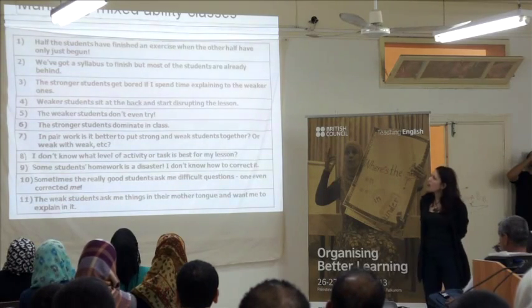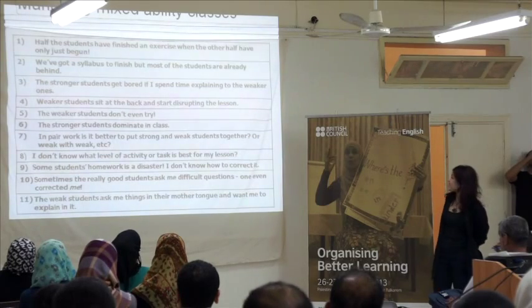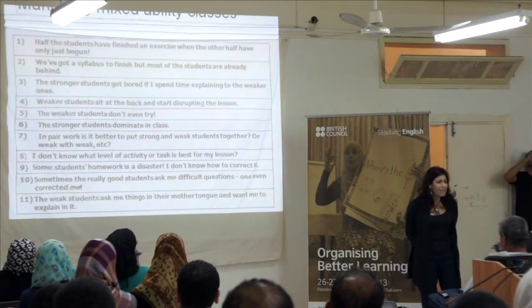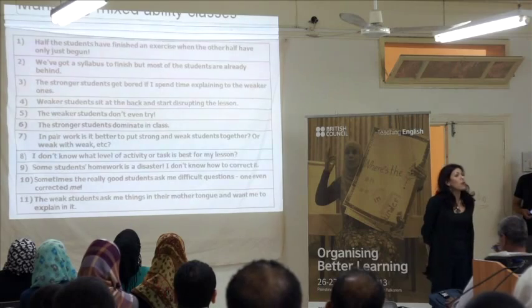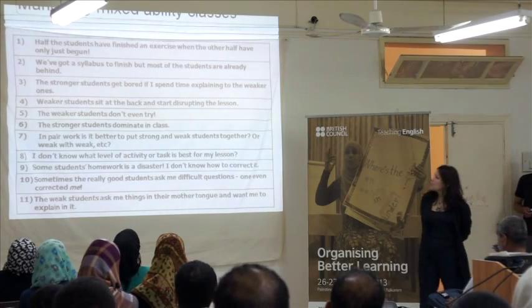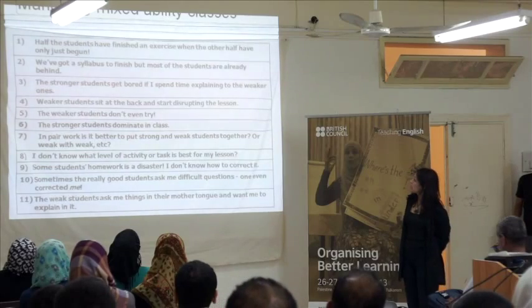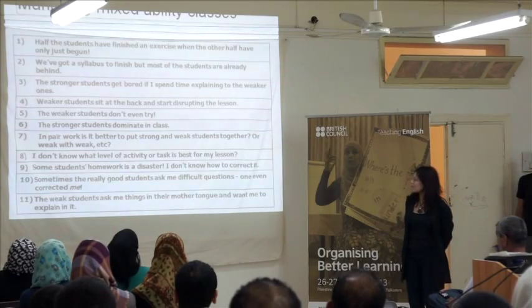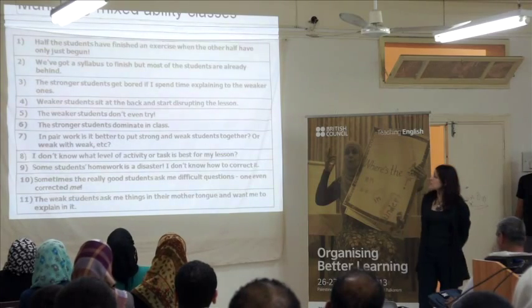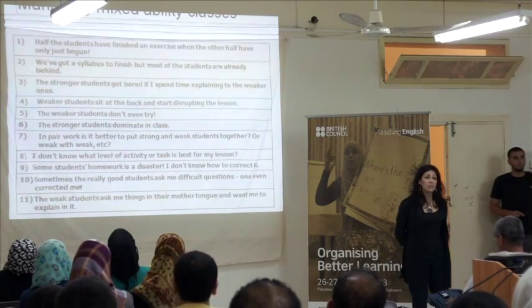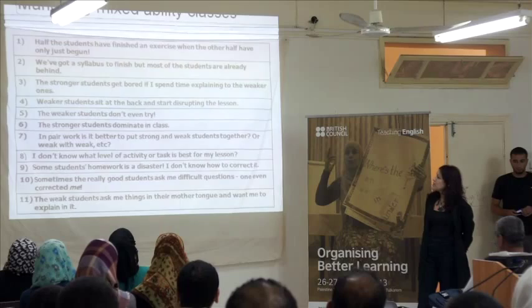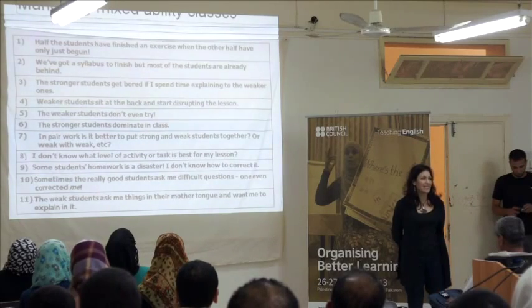For example, number one, half the students have finished an exercise when the other half have only just begun. Okay? You've got fast finishers. You've got slow learners. How do you manage all of them? Number two, we've got a syllabus to finish, but most of the students are already behind. Number three, the stronger students get bored if I spend some time explaining to the weaker ones. Number four, weaker students sit at the back and start disrupting the lesson. Number five, the weaker students don't even try, they give up. Number six, the stronger students dominate in class.